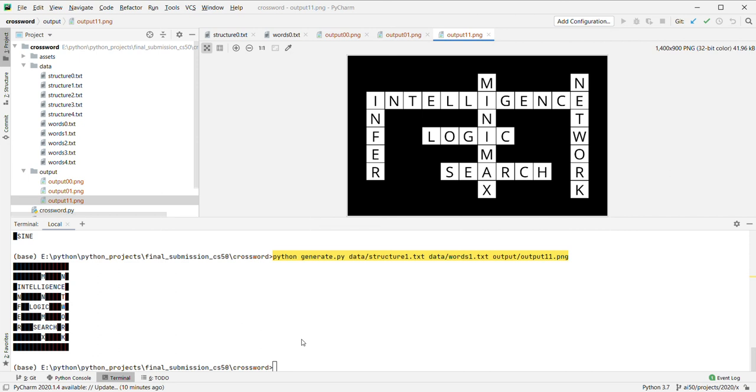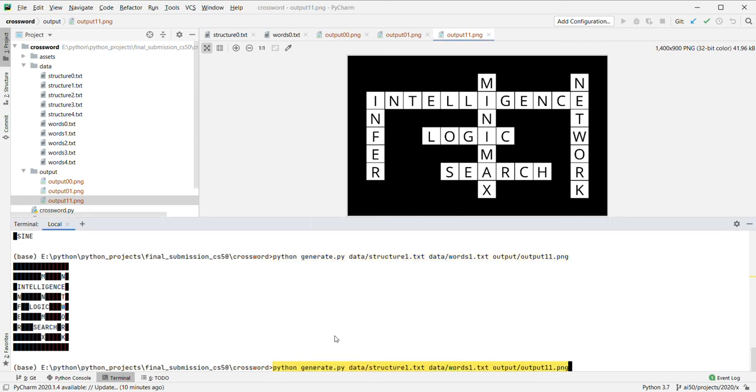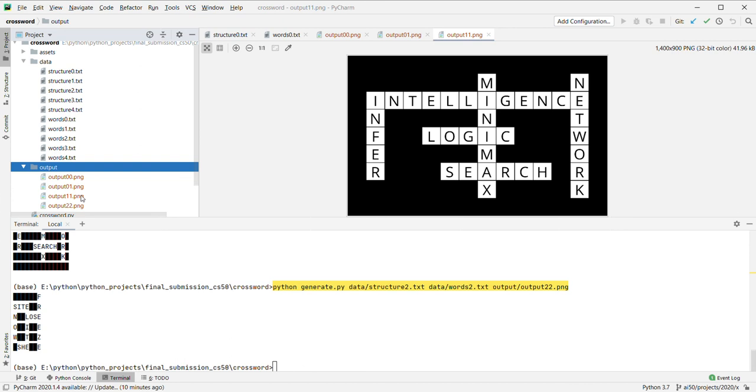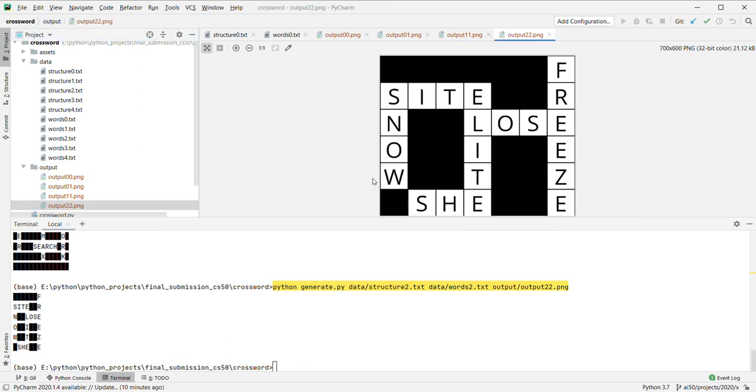So let's try the fourth one. Yeah, and here also snow, sight, elite, she, it looks like it is working properly.